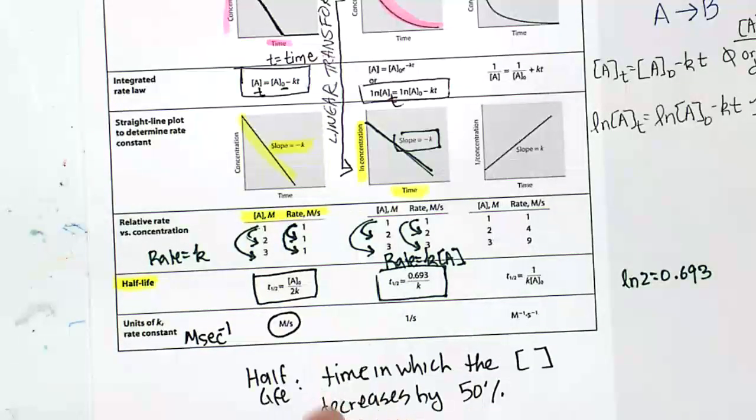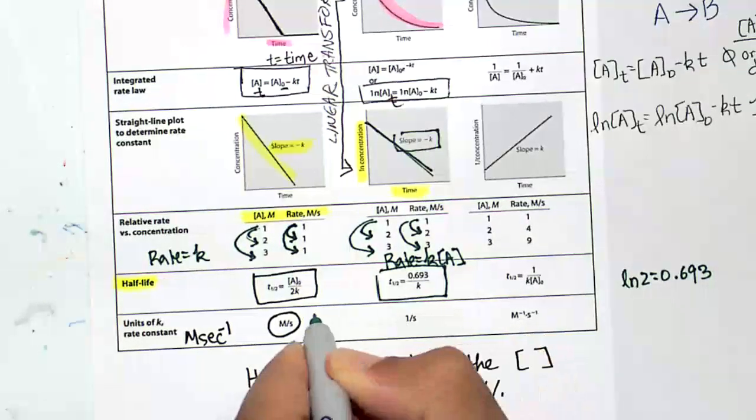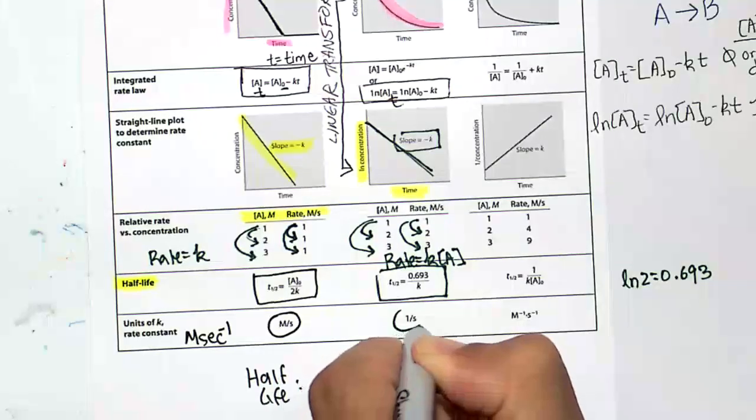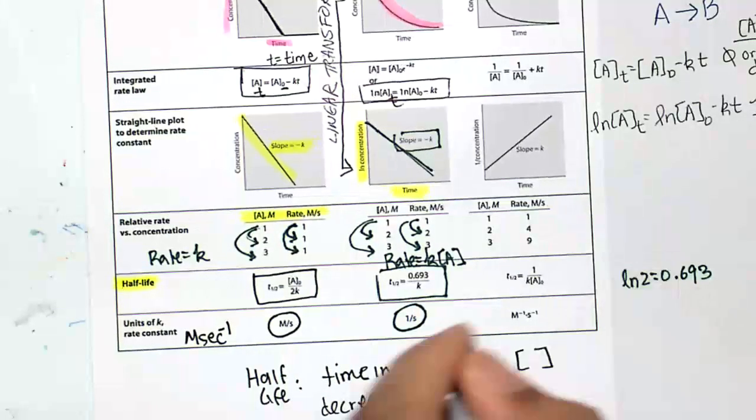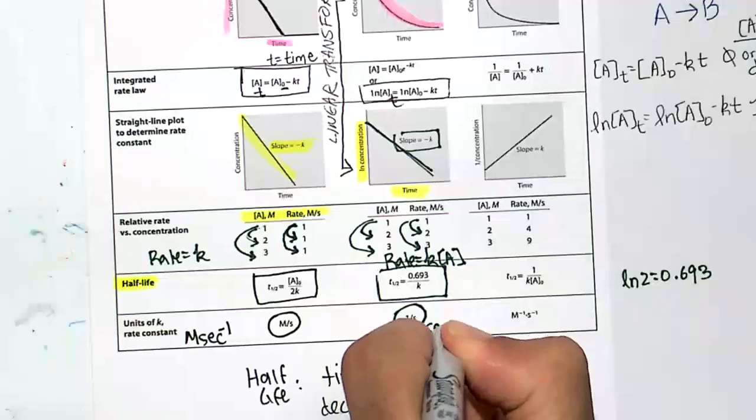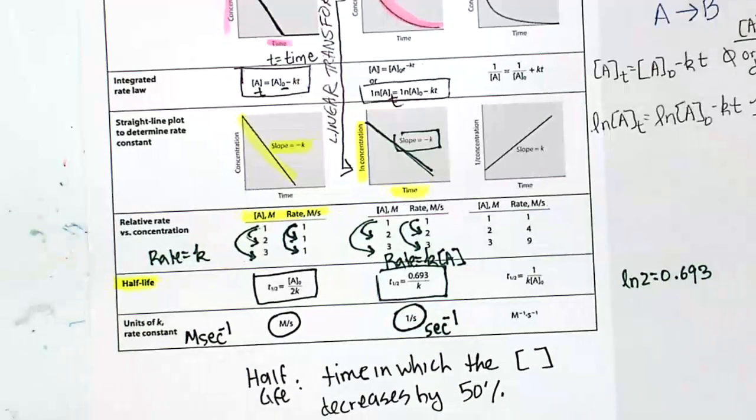This is the half-life. What is half-life now? Time in which how much is gone? The concentration is gone by how much? 50%. So this is the equation we use. Like I said, you can bring this to your exam, so no need to memorize it. And the units of K, remember the units vary, is going to be 1 over seconds. You can also write this as seconds to the minus 1. It's the same thing.